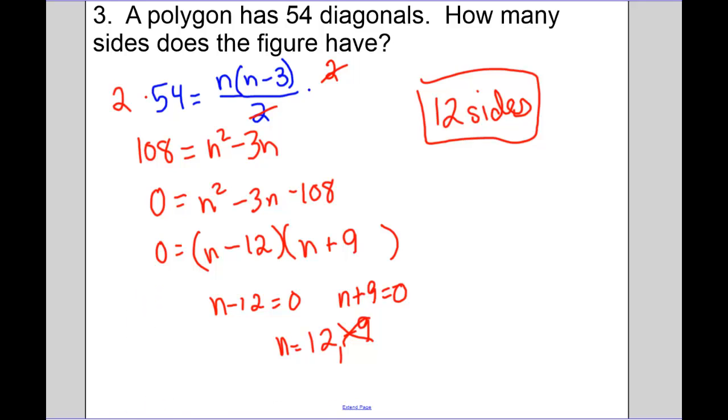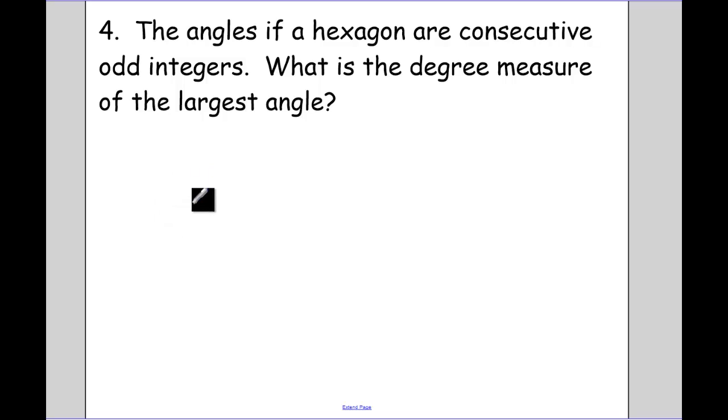Okay, next example. The angles of a hexagon, a six-sided figure, are consecutive odd integers. What is the degree measure of the largest one? So the first one is x. The second one is x plus 2, because if I added 1, I would get an even number. Now I take my original, add 4 to it, because I want the next odd integer. And I keep going until I have 6 things.